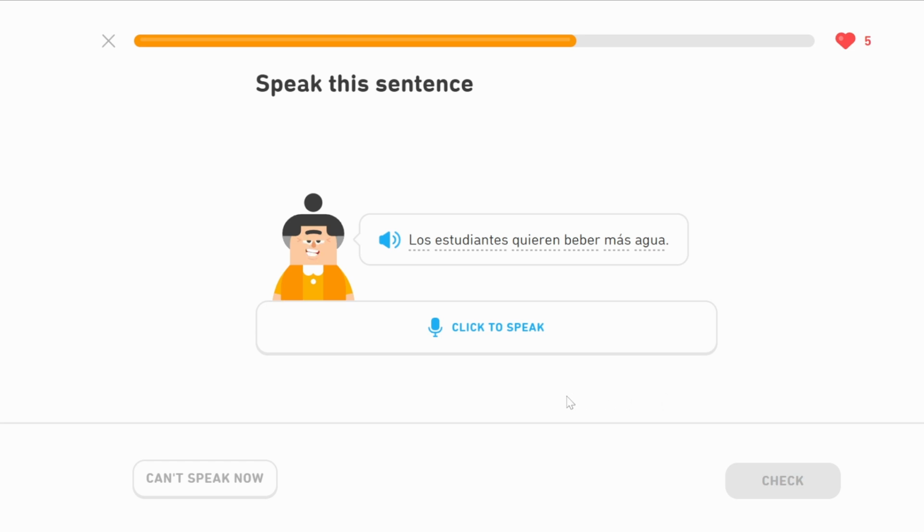Los estudiantes quieren beber más agua. So this sentence here, just before I say, there's a few things here. Los, because we've used los instead of el, it means the next thing is going to be plural. Otherwise it would be el estudiante. But because it's los, we know that it's going to be something plural. In this case it's estudiantes. So the students, and it's used quieren, which is a conjugated form of the querer, to want. The students, they want. Beber is to drink. Más is more. Agua is water. So the students want to drink more water.